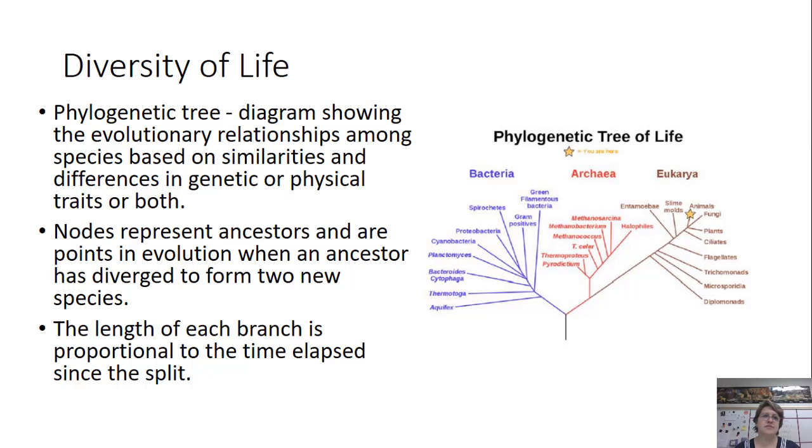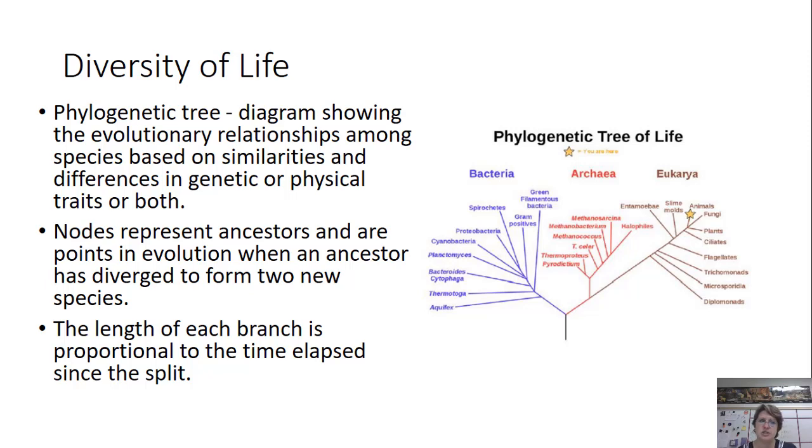And then looking at the diversity of life, a phylogenetic tree is a diagram that shows the evolutionary relationships among species based on similarities or differences in genetic or physical traits. This particular phylogenetic tree was built looking at similarities in ribosomal structure amongst these different organisms.